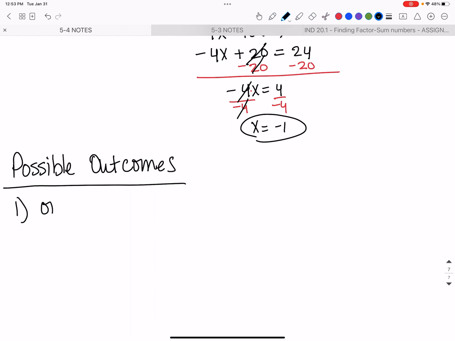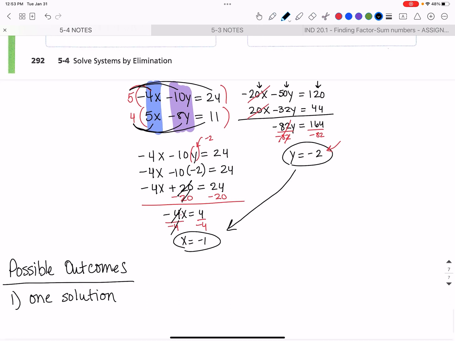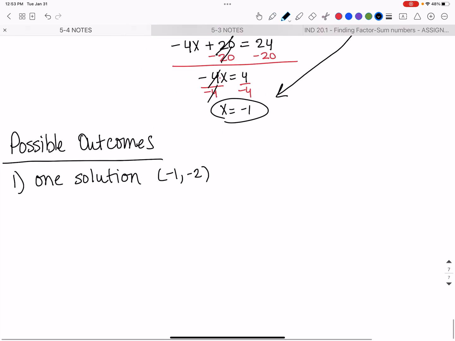Number 1 is one solution. That's an example of the problem we just did, right? This is a one solution because we got an x, we got a y. There's one x and one y that work. And if we wanted to write it as an ordered pair, we could write negative 1, negative 2, and that would be our solution, okay? Other outcomes is no solution.